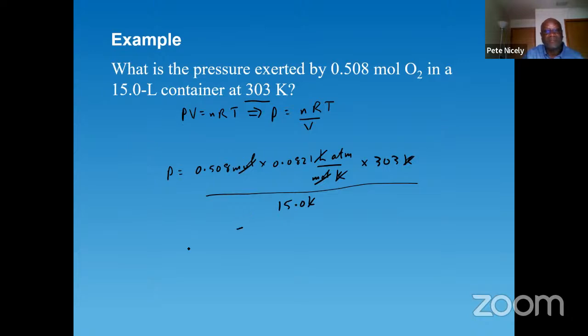So let me do the calculation here. So it's going to be 0.508 times 0.0821 times 303 divided by 15. And according to my calculation, this works out to be equal to 0.842. Okay, so we need to round to 3 sig figs. So this will be 0.842 atmospheres. All right. And that's basically how that is done.